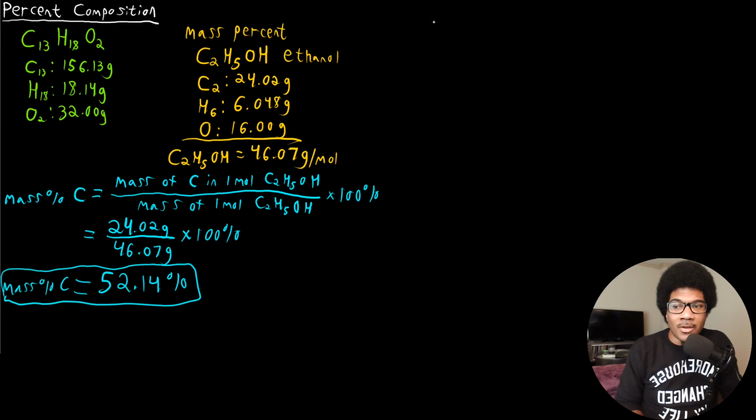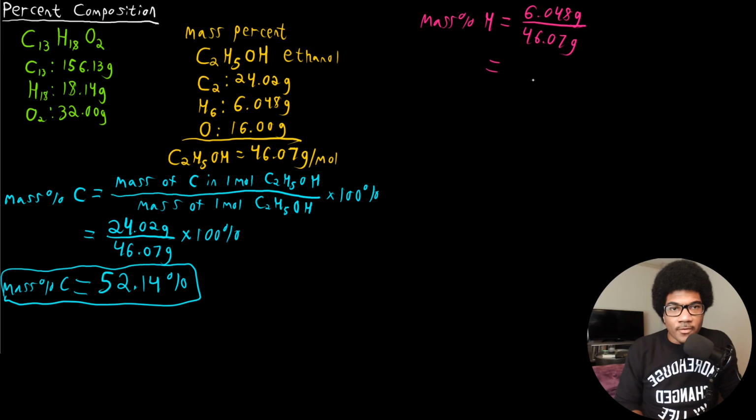Now we can calculate the mass percent of each one of the atoms that's present using the exact same method. So for the mass percent for hydrogen, what I'm going to do is take that contribution from hydrogen, so this 6.048, over the mass of 1 mole of ethanol, 46.07 grams. And so that's going to give us 13.13%. So that's our mass percent for hydrogen.